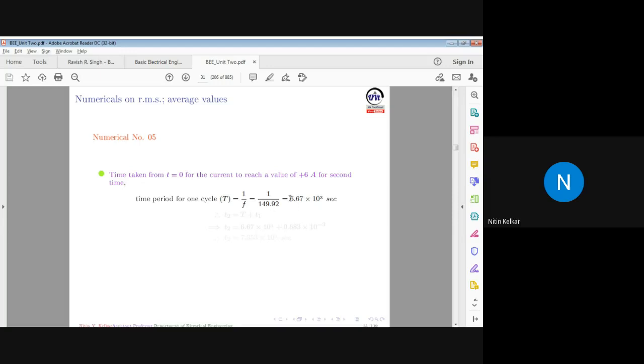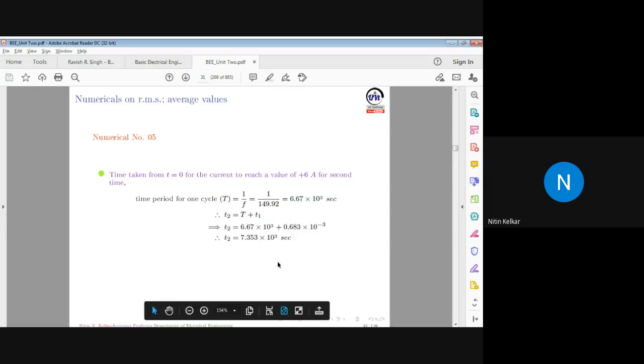So within this much time, the current will be able to complete its one complete cycle, and then its positive half cycle will start. Therefore, the time taken by the current once again to become equal to plus 6 ampere will be T plus T1. If you put the values over here, you will get the answer as 7.353 into 10 raised to minus 3 seconds.